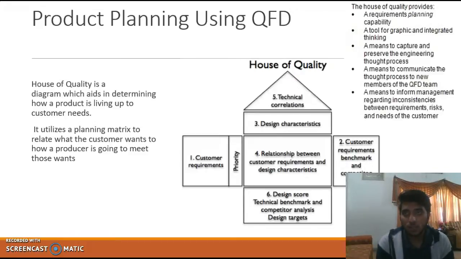The house of quality provides requirements planning capability, a tool for graphic and integrated thinking, a means to communicate the thought process to new members of the QFD team, and a means to inform management regarding inconsistencies between requirements, risks, and the needs of the customer.